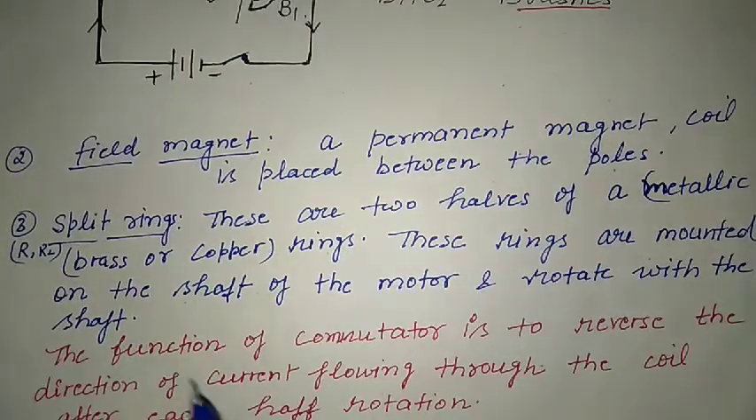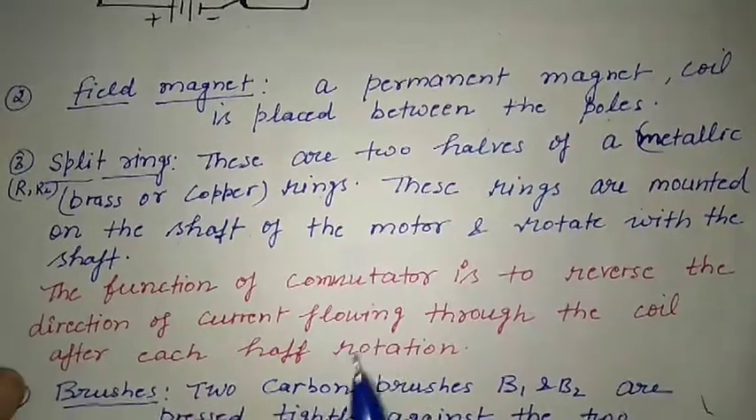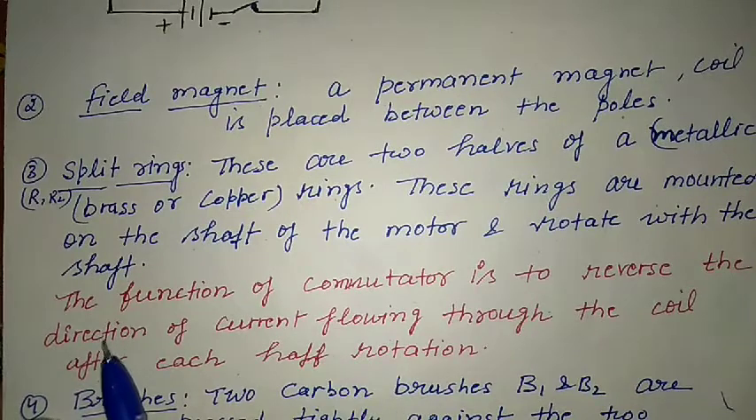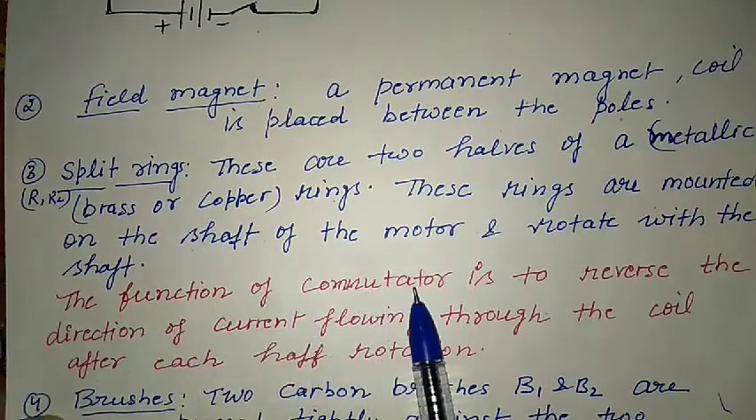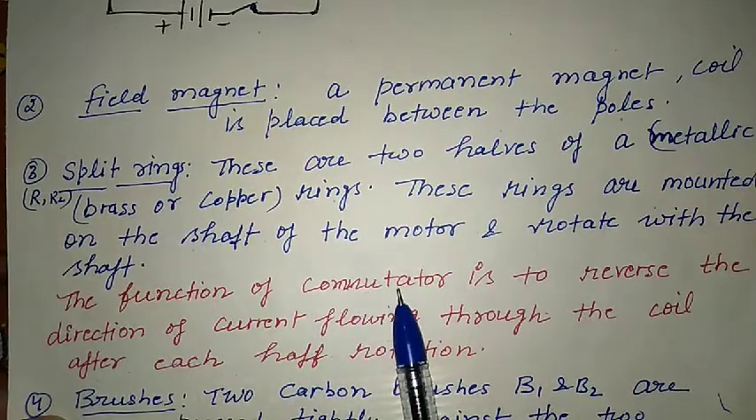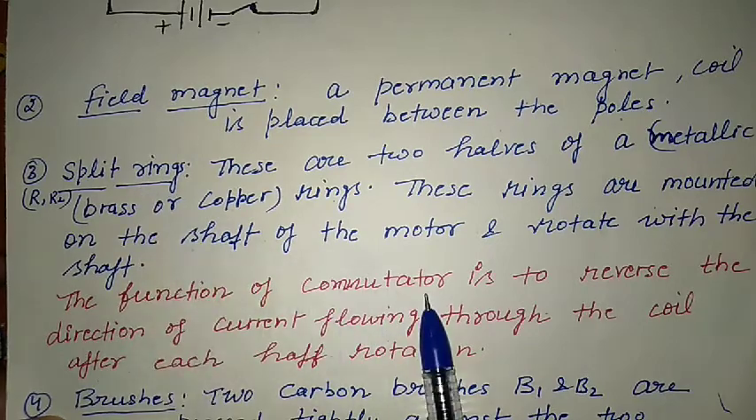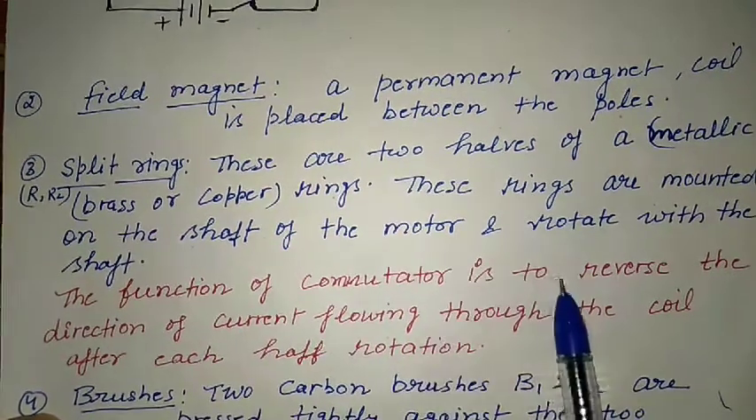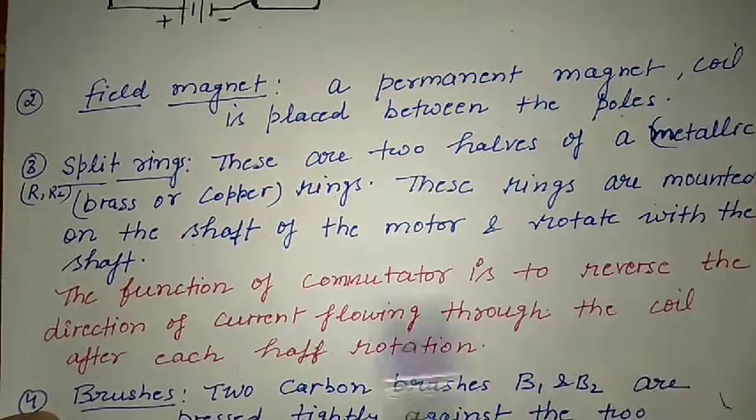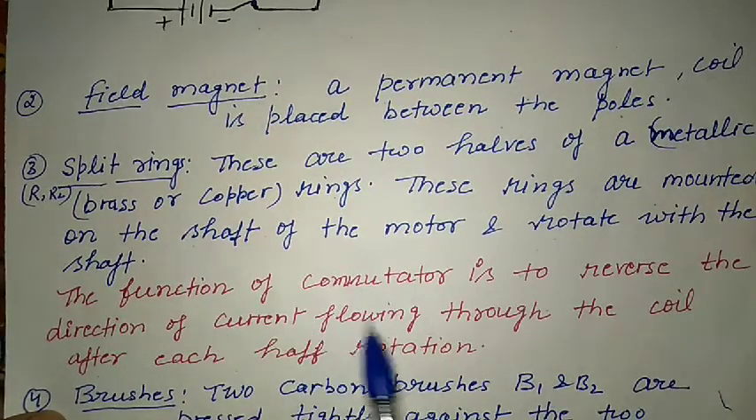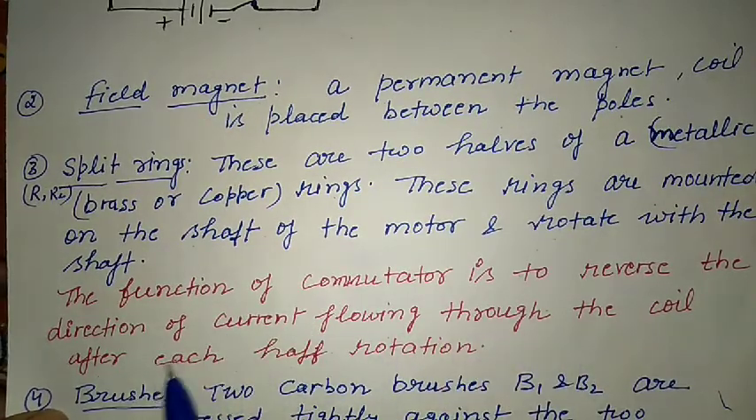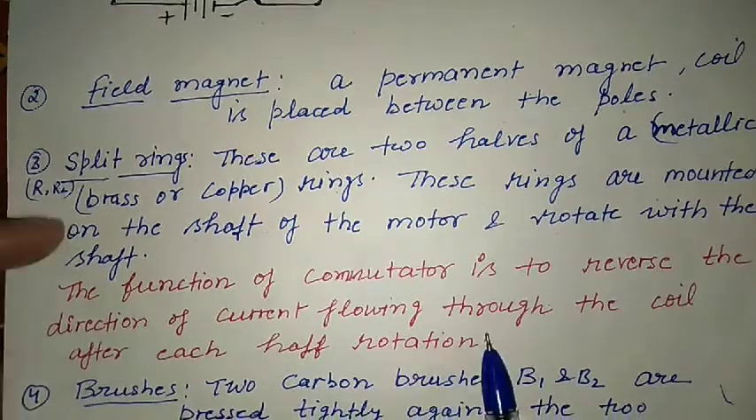What is the function? This is important. Sometimes we will get this question for 1 mark: the function of the commutator. The other name of the split rings is commutator. The function of the commutator is to reverse the direction of current flowing through the coil after each half rotation.